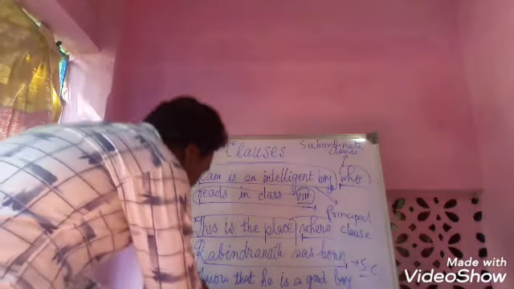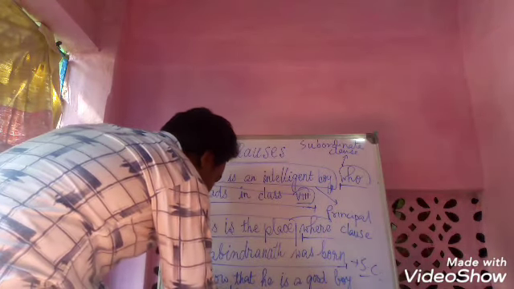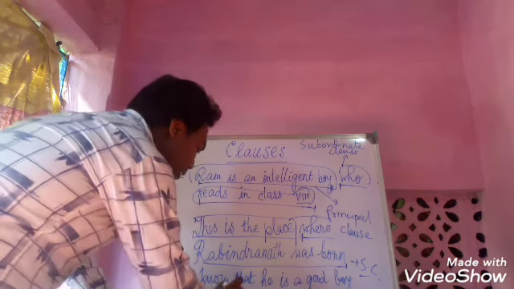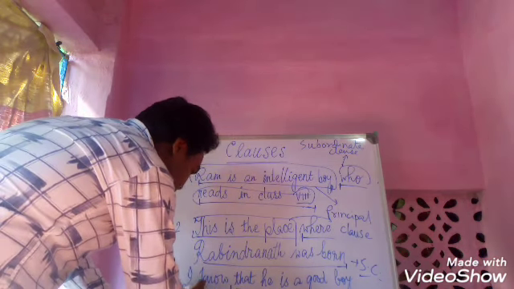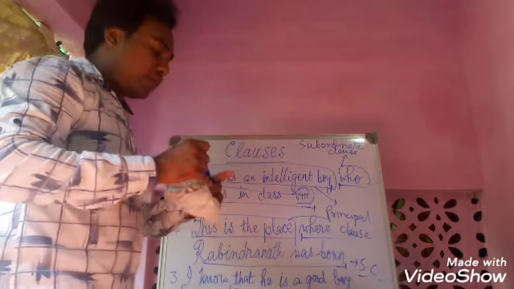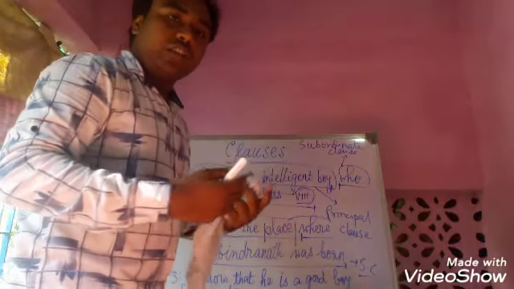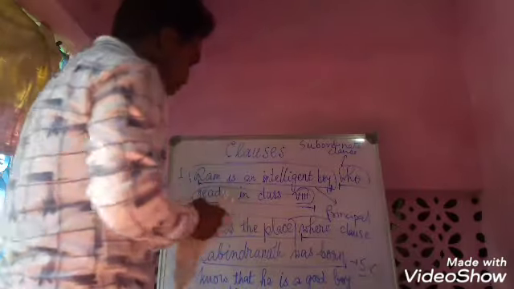Again another sentence: I know that he is a good boy. I know is the principal clause, and that he is a good boy is the subordinate clause. I hope you guys have understood what is principal clause and what is subordinate clause.